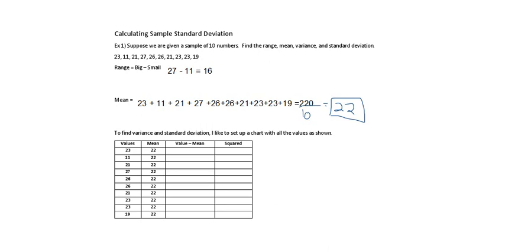Now, to find variance and standard deviation, I always like to set up a chart that looks like this. There's 4 columns, and the first column is values, which is all the individual values. The second column is mean, and we just found out the mean, it was 22. So that's why all the 22s are there. The third column is value minus mean, which means we're going to subtract across. So let's go to the next page and see what we can do.